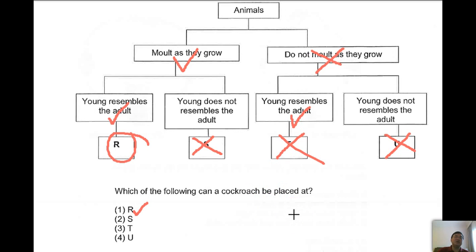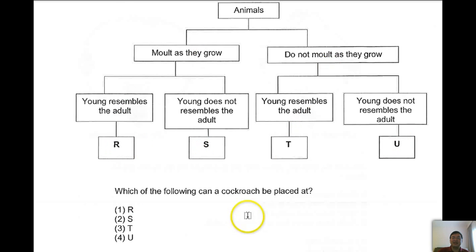Once you have some knowledge, you can start eliminating, and of course your knowledge must be correct. You must know them and be very confident of your basic knowledge of animals and insects. Next.